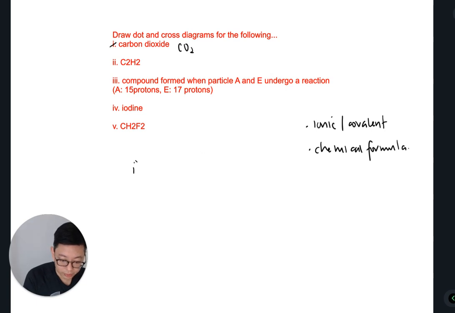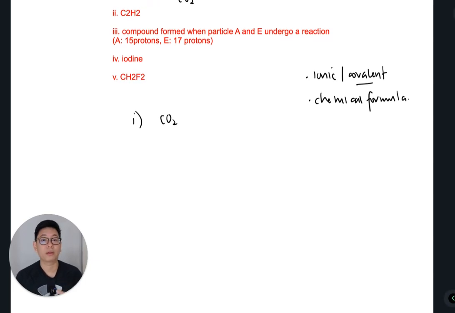Okay? So carbon dioxide is CO2. All right, let's just put it here, CO2. And we know that it is covalent because both carbon and oxygen are non-metals. All right, okay? So non-metals usually form covalent compounds.